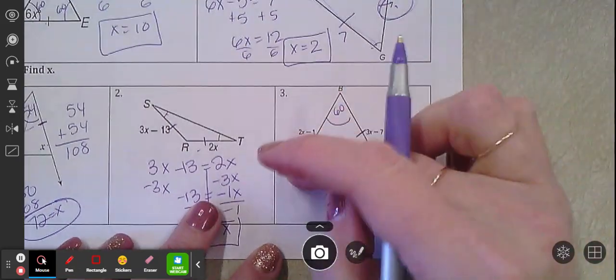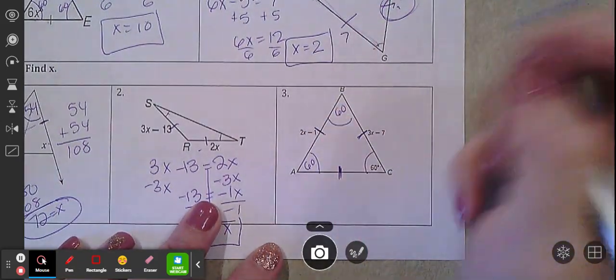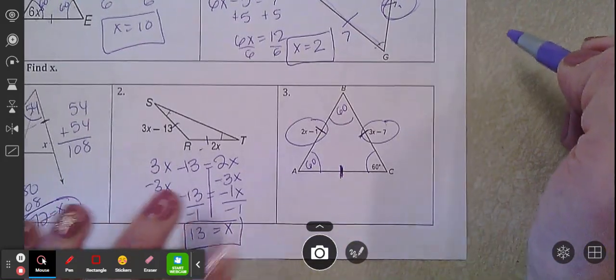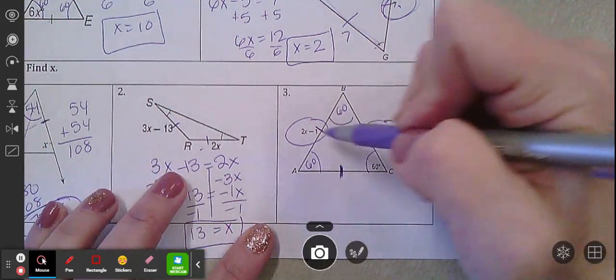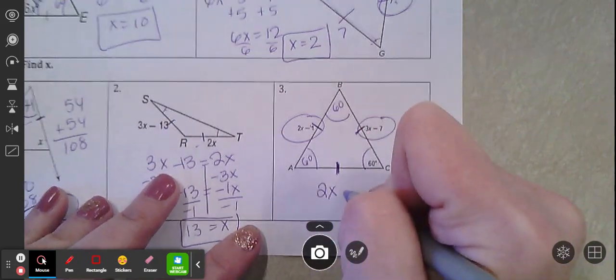So based on these corollaries, if all three angles are the same, all three sides are the same. So what do we know about these? They're equal to each other. They're not equal to 60. That's kind of a common error with this. The angles are 60. The sides are not. The sides are completely different. So we're going to set these equal to each other.